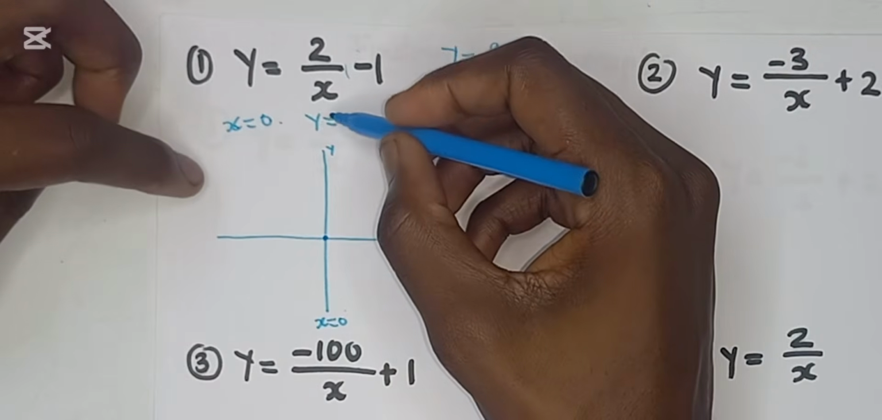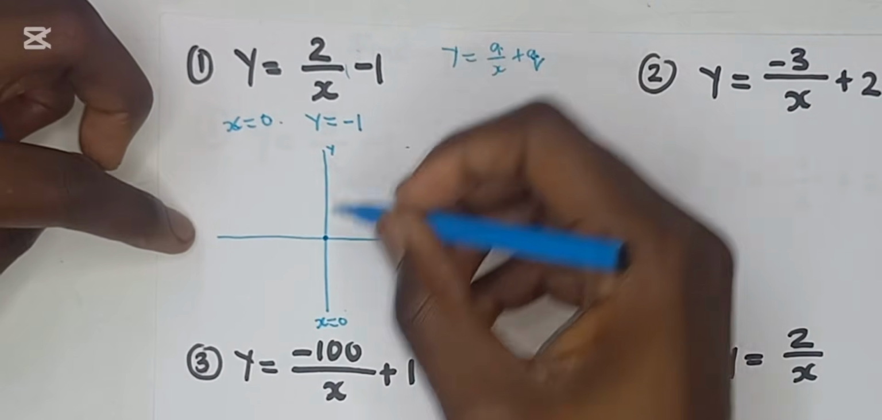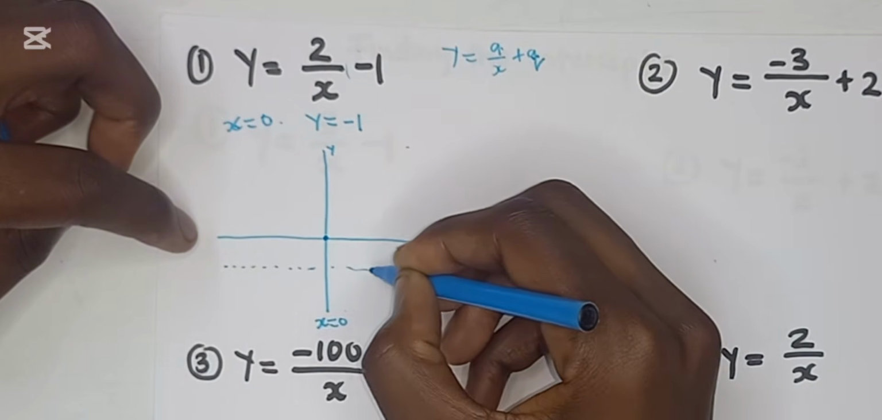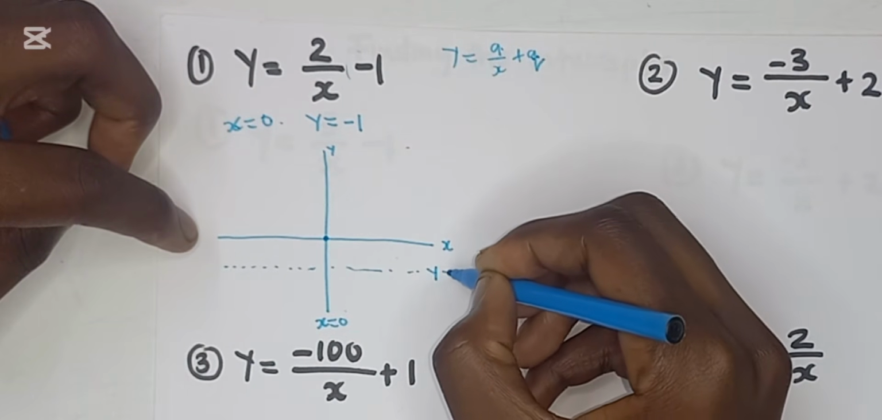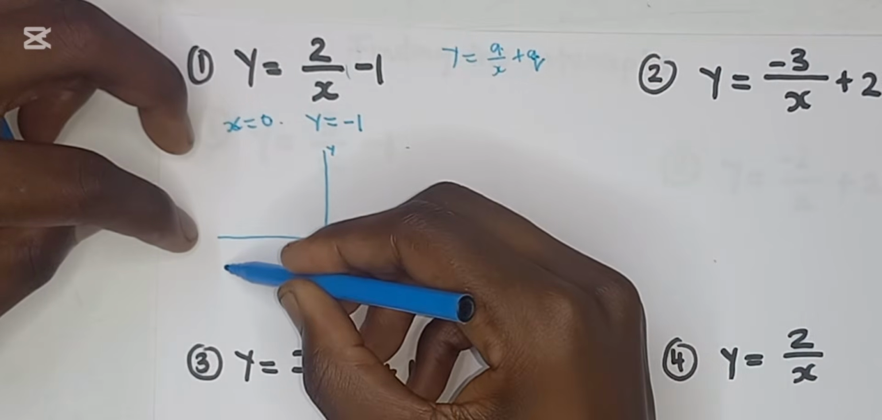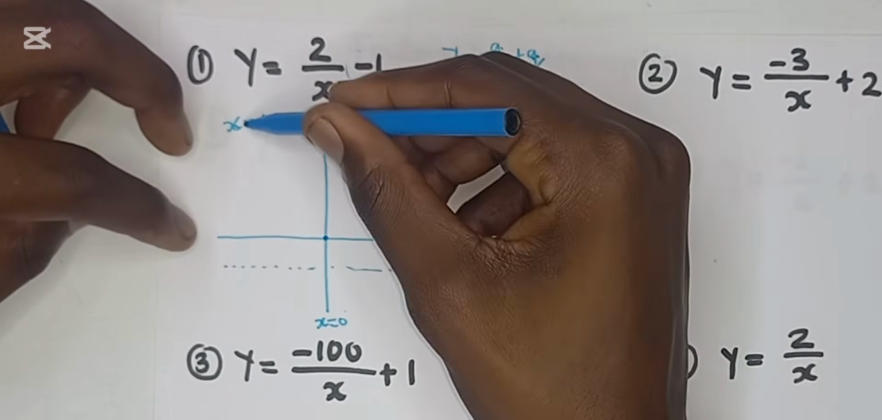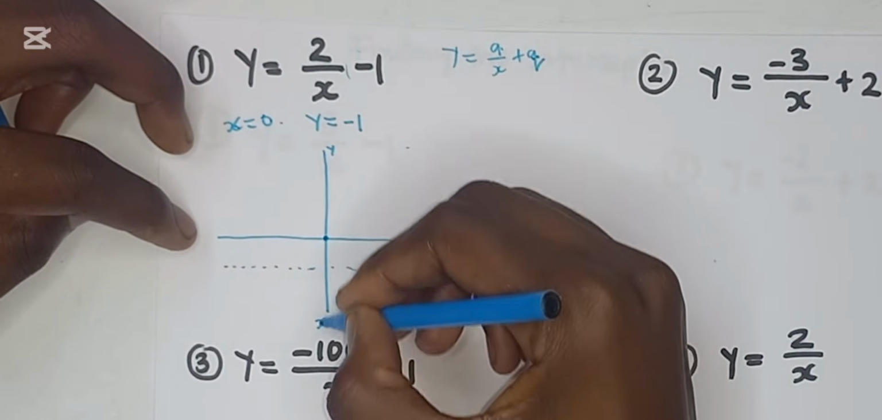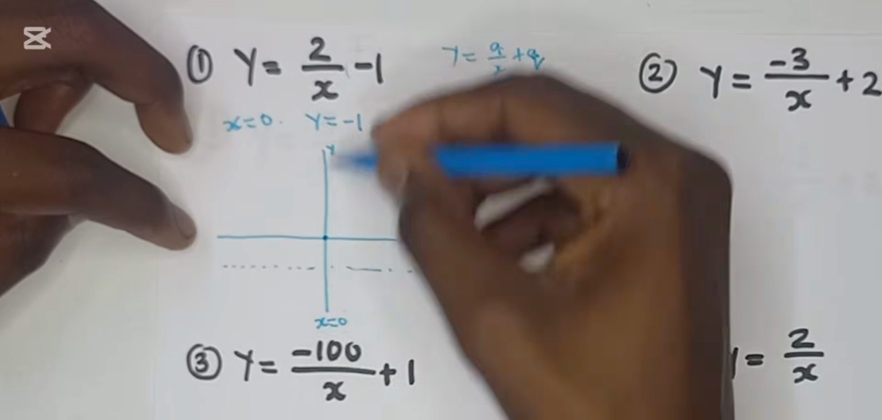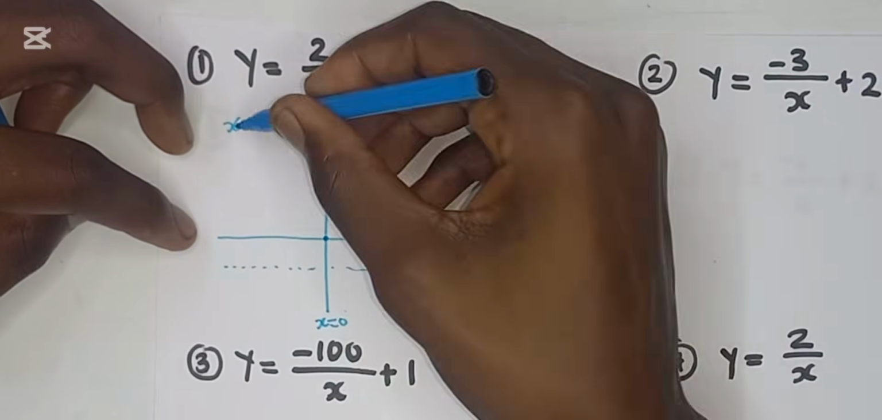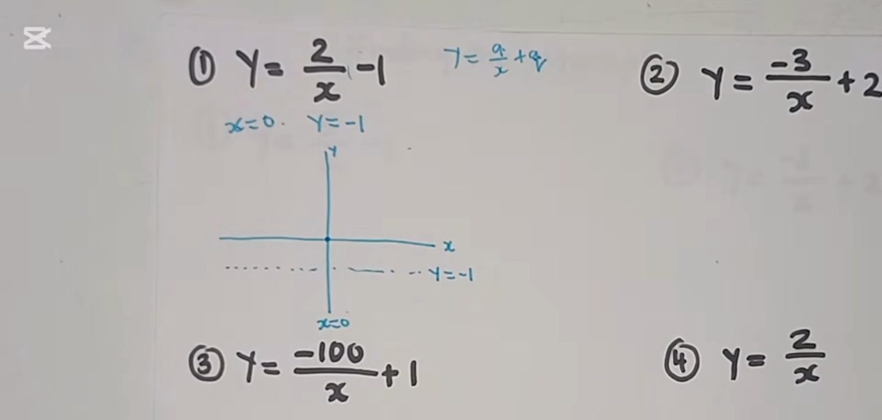The second one is when y is equal to -1. So -1 is the asymptote, like this one. So y is equal to -1. You might be wondering why I didn't draw the dotted line to indicate the asymptote of x. The reason is that it passes through the origin of our Cartesian plane, so it will not be visible even if I draw it there.